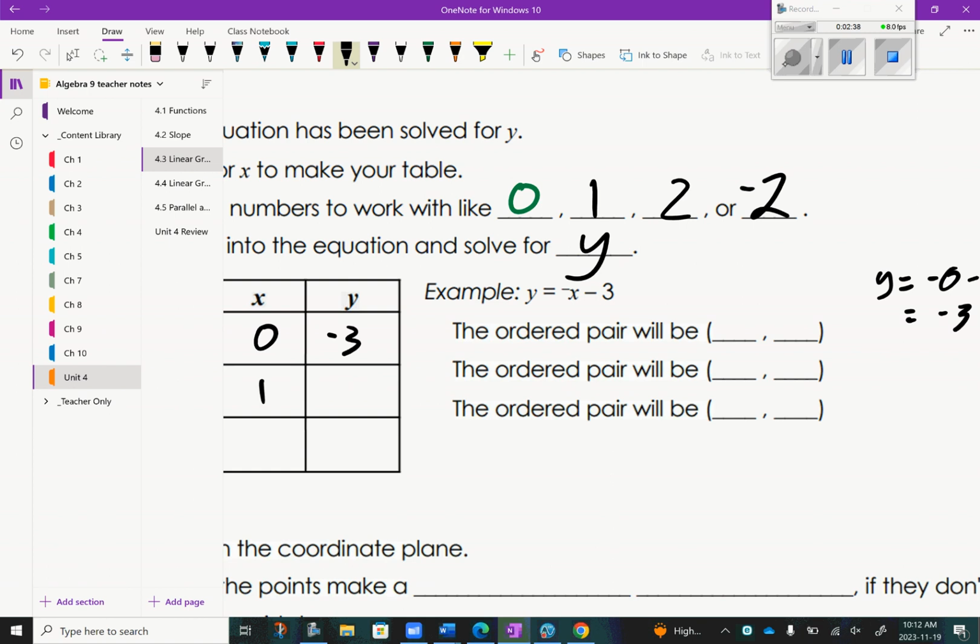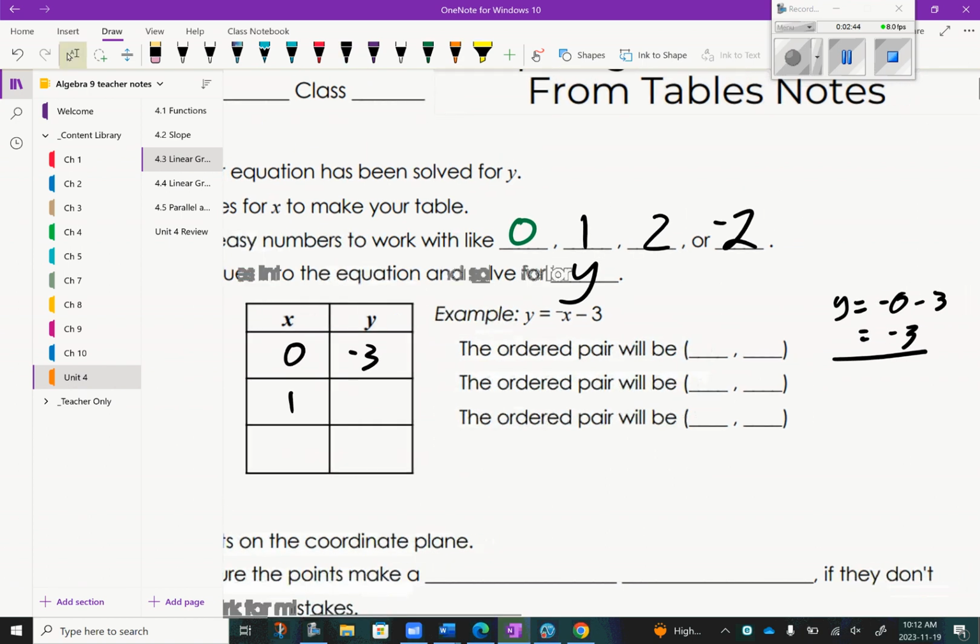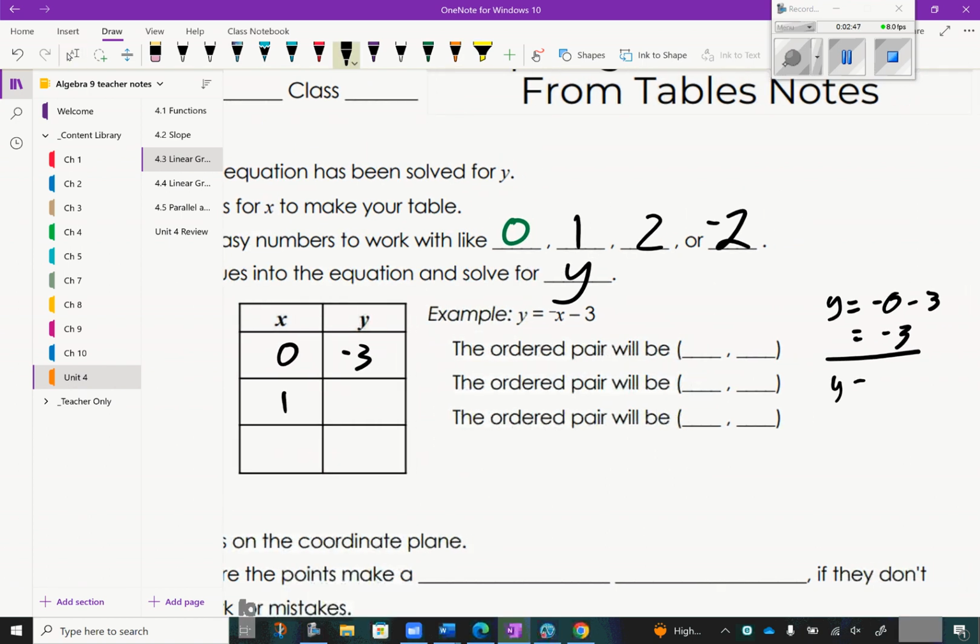Pick another value for x. Say I want to substitute 1. Y equals negative 1 minus 3. Well, negative 1 minus 3 is the same thing as negative 1 plus negative 3. That's negative 4. So the point 1, negative 4 is on this line.